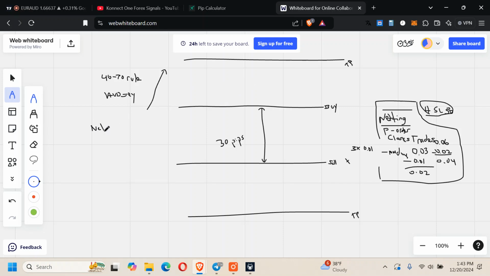Like net style. I guess we'll call it net style hedging. Net style recovery.